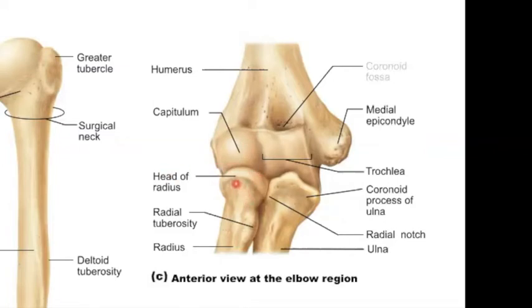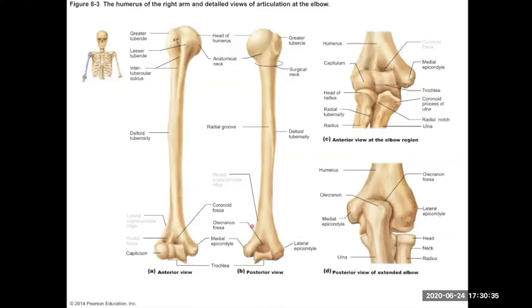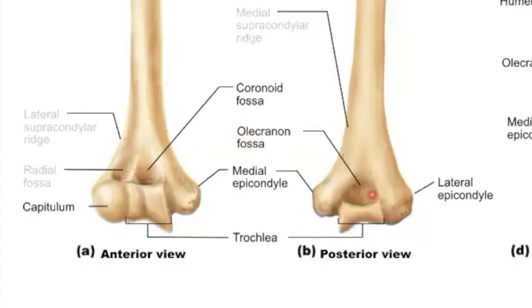So once we get to the radius, we're going to see the head of the radius. The way I remember this is the radius has a cap on it, right? So the capitulum and the trochlea over here. And then your medial epicondyle is this prominent projection right here. And then the last part that I would ask about is the olecranon fossa. Again, a fossa is this kind of indentation of the bone right there.